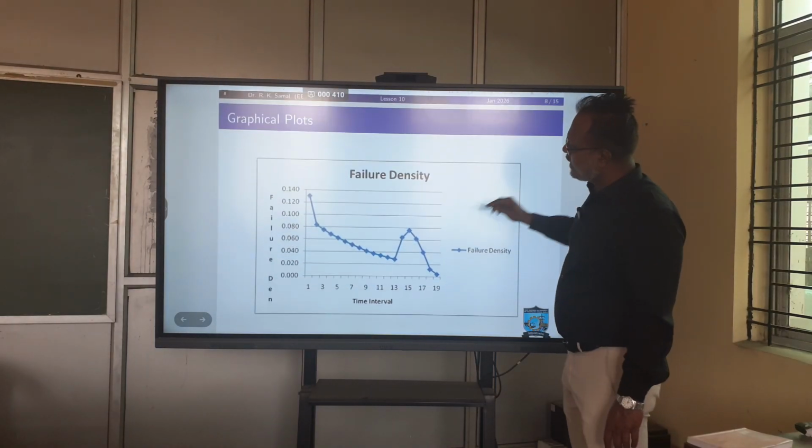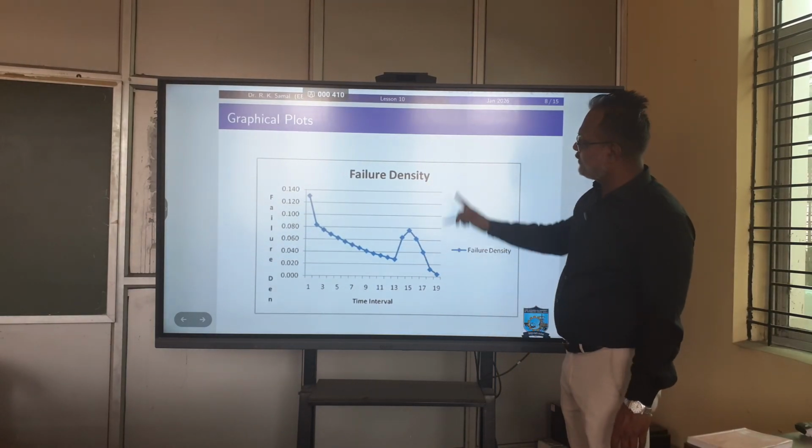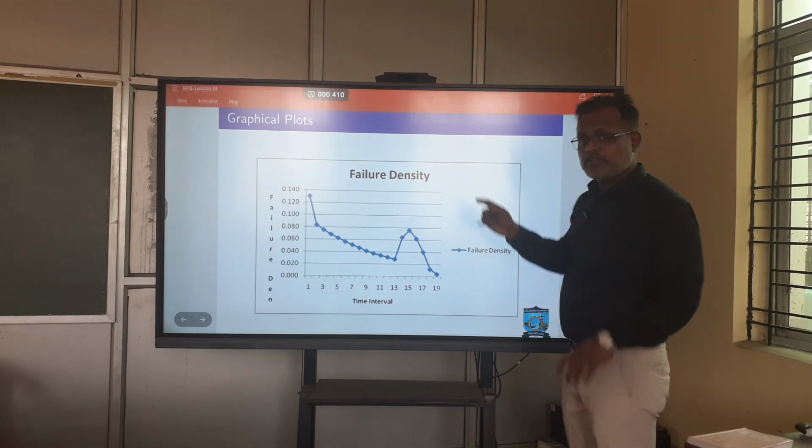Now these are the plots I have shown you. These are directly from the Excel sheet. Failure density, for the data that we are using.